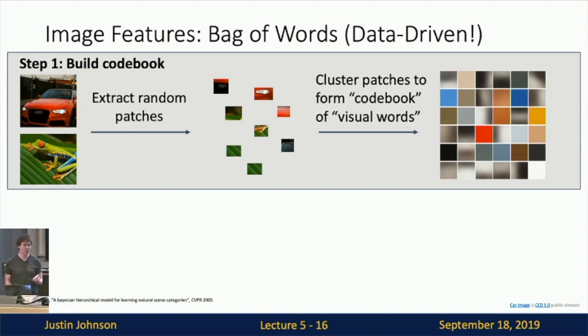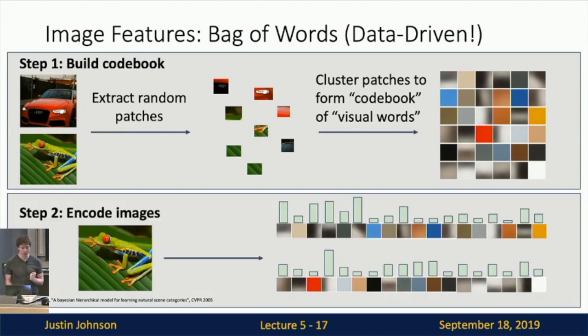So then after this step one of building your codebook of visual words, there is some step two that encodes your image using the learned codebook of visual words.